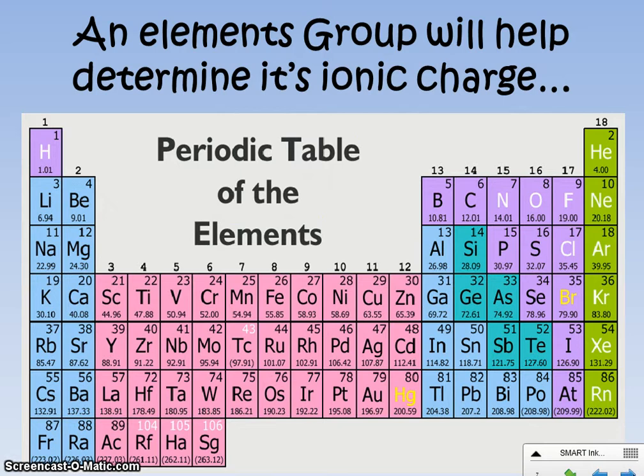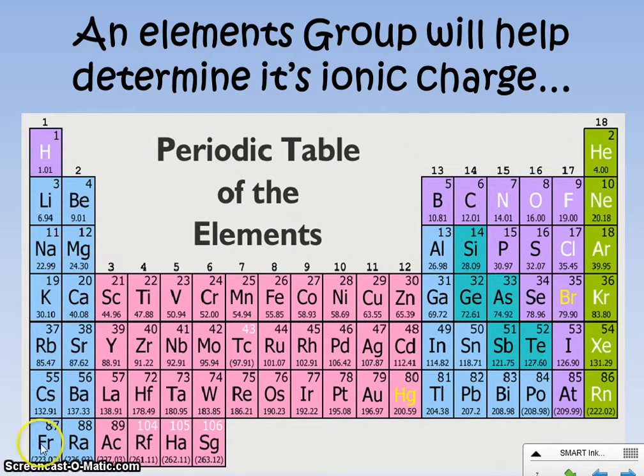Now, short of drawing a picture of every atom whose charge you want to figure out, you can actually use your periodic table to help you figure that out. Because if you remember back when we talked about valence electrons, everything in the same group is going to have the same number of valence electrons. Therefore, they're going to do the same thing to become stable.